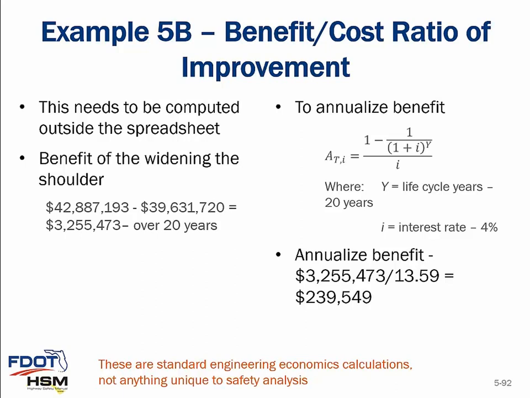So now we need to take this and get it to an annualized benefit. And these are just generalized engineering economics equations that we use all the time. We're looking at a life cycle of 20 years, the 4% interest rate, and we go through and annualize the benefit, and we take that down to an annualized benefit of $239,549. So that's the annualized benefit of making that improvement.